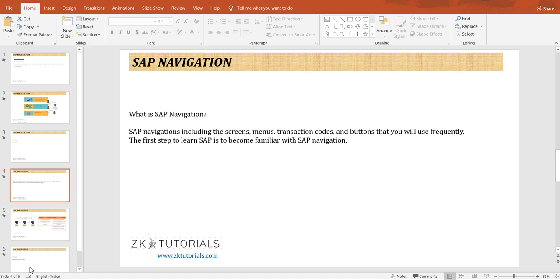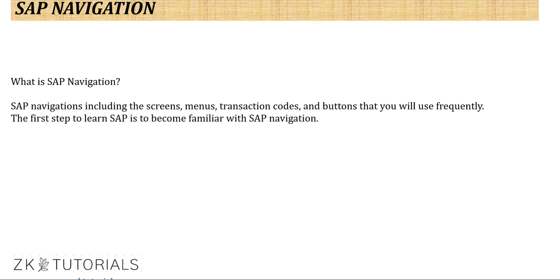First of all, let's see what navigation is all about. Then we can see in detail how to get into the system. Navigation is very simple. It covers what screens, menus, options and buttons you are going to have in this particular SAP, and how to operate them first.